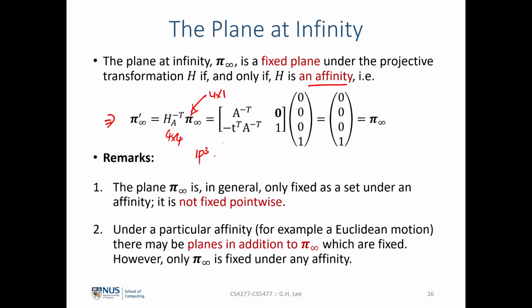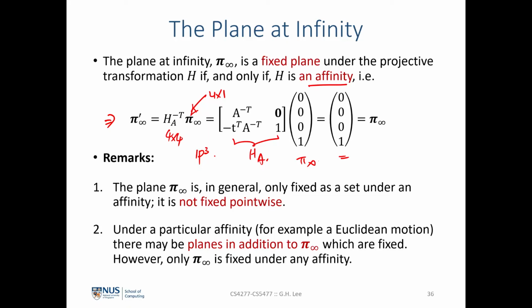So now we can substitute this H_A into this equation, and the pi infinity is going to be here. We can see that the evaluation of this would give us the plane at infinity again. Hence, this proves that the plane at infinity remains fixed, or we say that it is invariant to the affinity transformation.